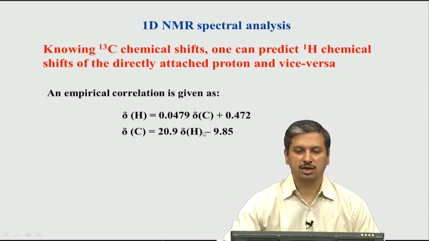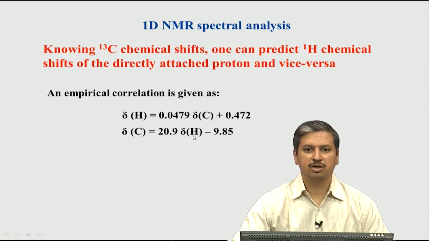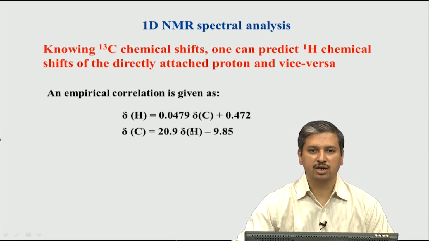For example, let us take a methyl system. In a methyl, let us say you have a chemical shift which is around 1 ppm. So, remember chemical shifts of methyl hydrogens, they come somewhere between 0 to 2 ppm. So, let us say we have a system where we get 1 ppm as a chemical shift of a methyl proton. I multiply 1 into 20.9 minus 9.85 will give me roughly 10. That means, that methyl carbon will be 10 ppm roughly.